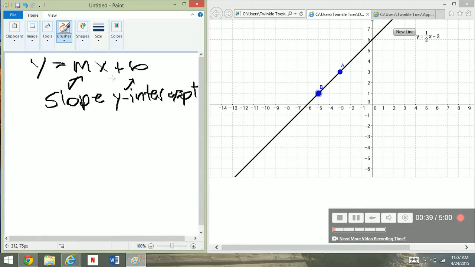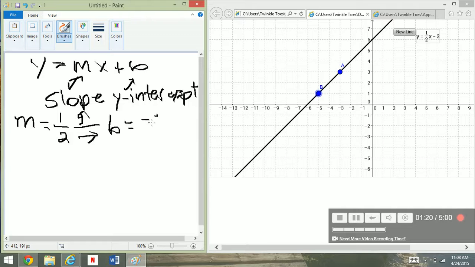So if we look at this GeoGebra app, where the line is y equals 1/2 x minus 3, we can see that the slope is 1/2. Since that is change in y over change in x, I'm going to go up 1 and to the right 2. And then the y-intercept from this equation is -3.